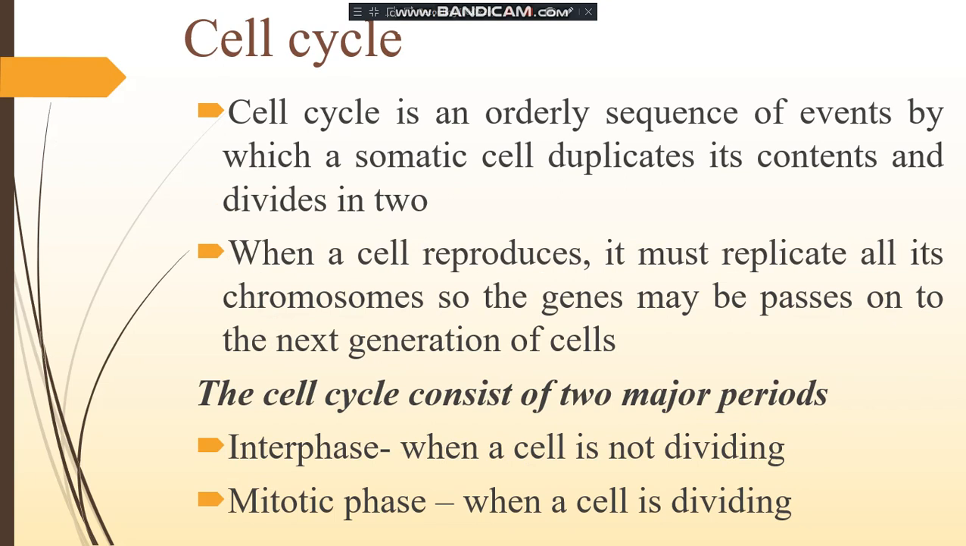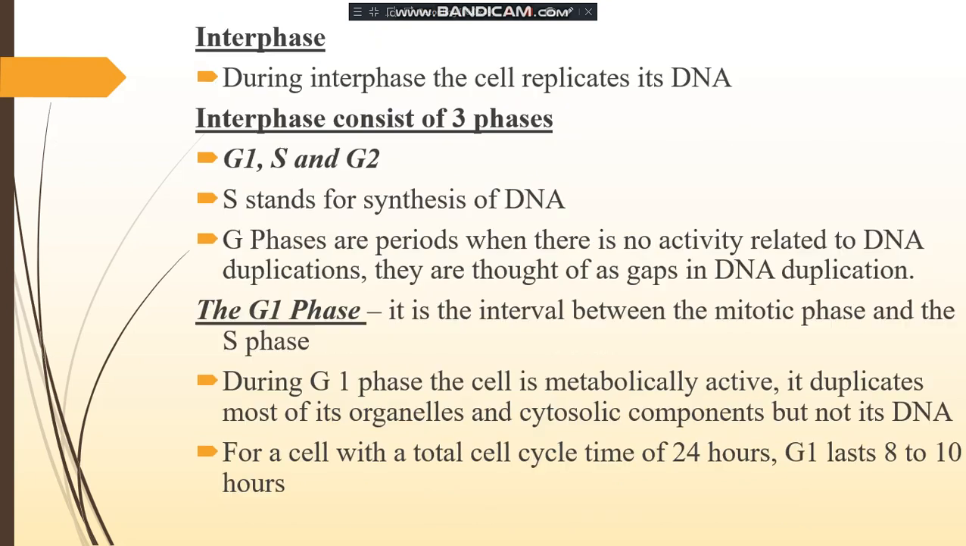Okay. So the cell cycle consists of two major phases: interphase as well as mitotic phase. In interphase, the cell is not dividing. But in the mitotic phase, the cell is dividing. In interphase, no division is there, but in mitotic phase, division is there.